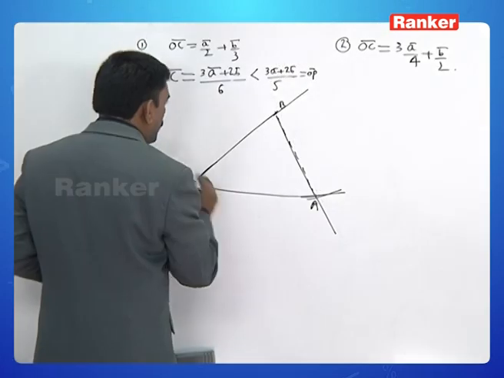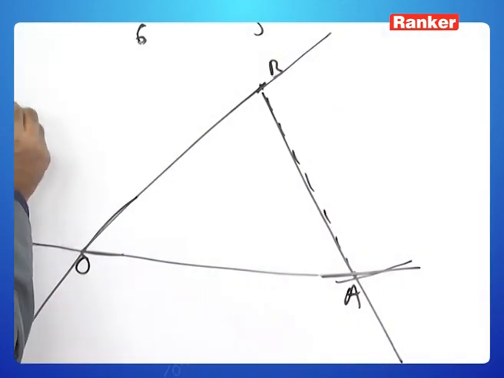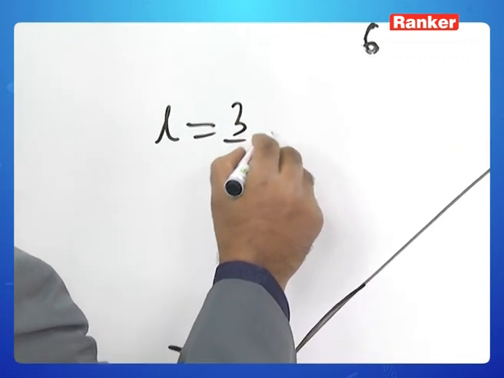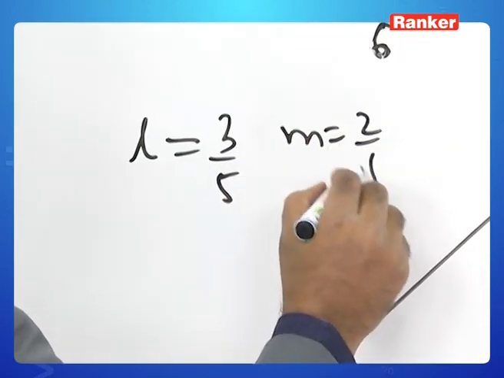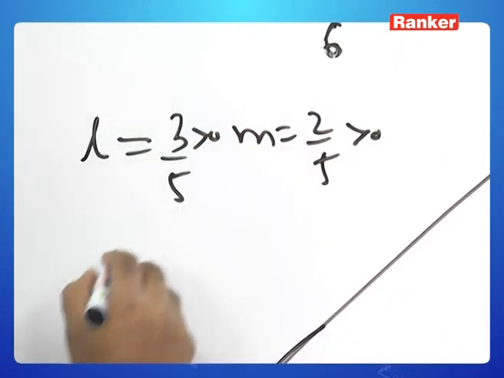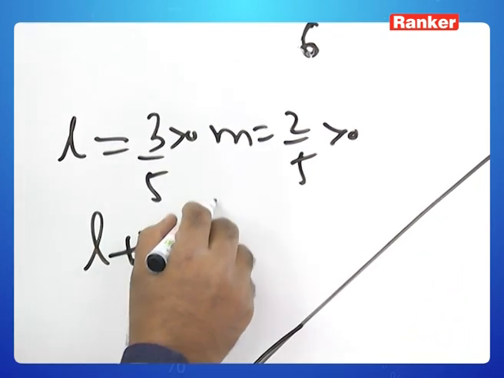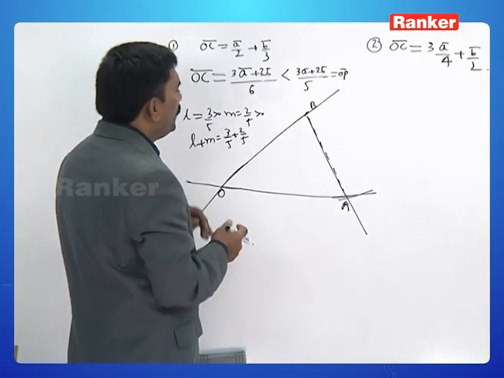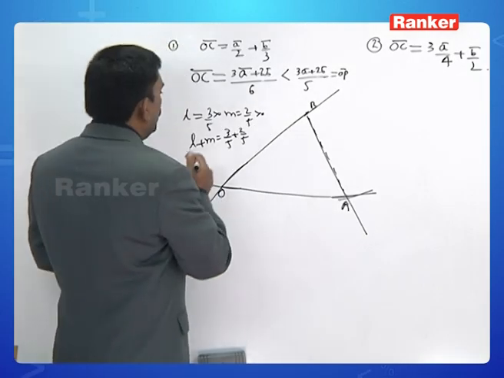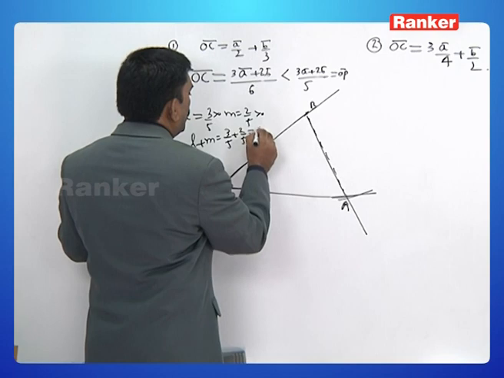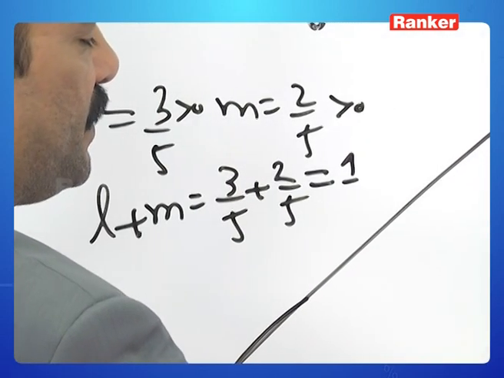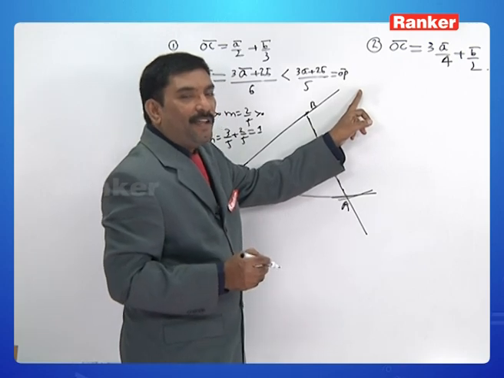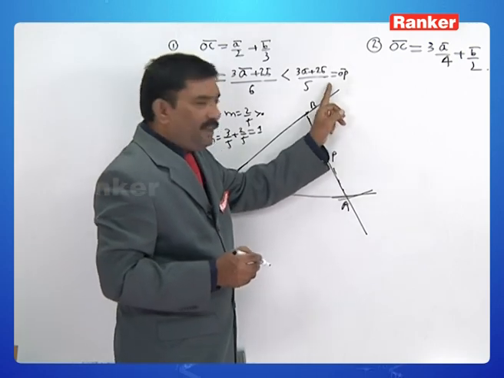Now L is equal to how much? L is equal to 3 by 5. M is equal to 2 by 5. Greater than 0, greater than 0. What is L plus M? 3 by 5 plus 2 by 5, correct or not? Now certainly this is equal to 1. This point lies, which point lies? P lies. I am talking about the ratio of P, not C.